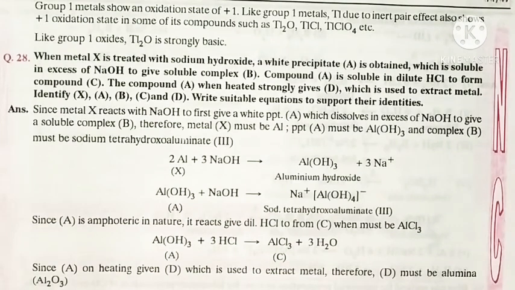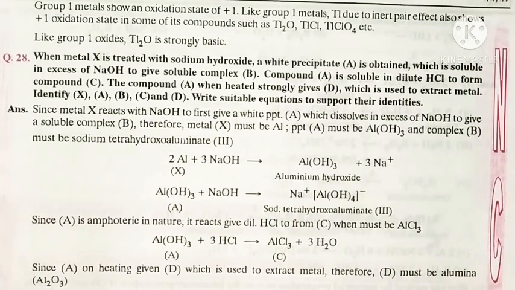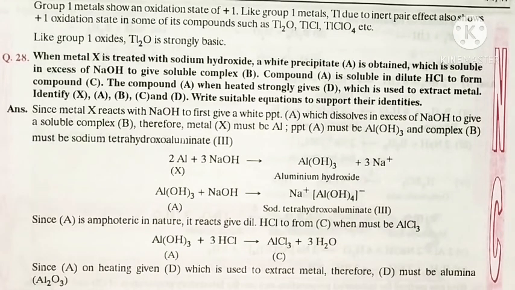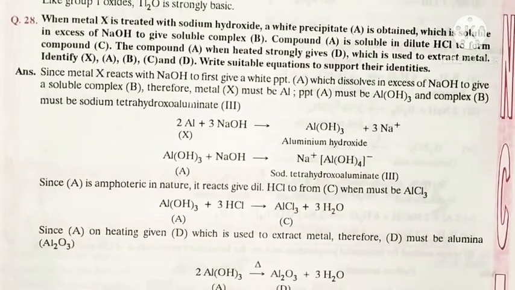And group 1 metals show an oxidation state of +1. So thallium, due to the inert pair effect, also shows a +1 oxidation state in some of its compounds, likewise TlCl and Tl2O. Like group 1 oxides, Tl2O is strongly basic because of its metallic character. Such types of questions may be asked in MCQ form too.